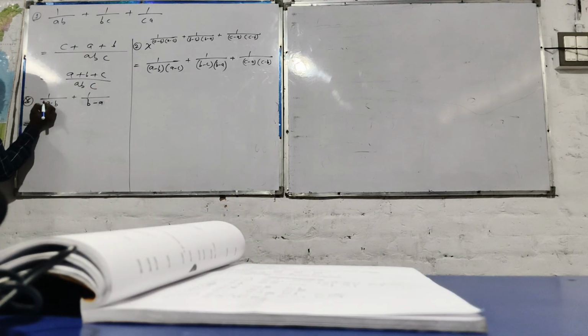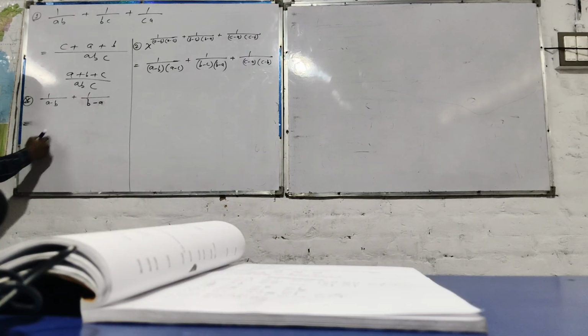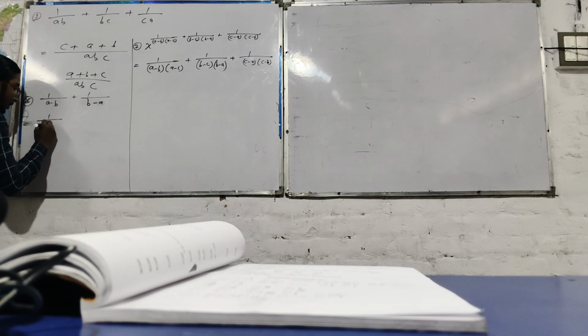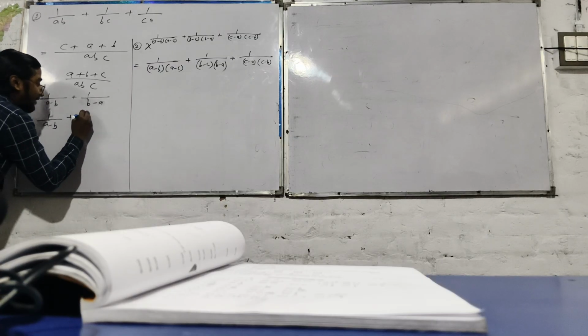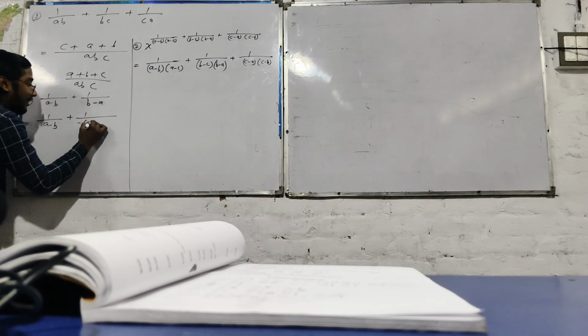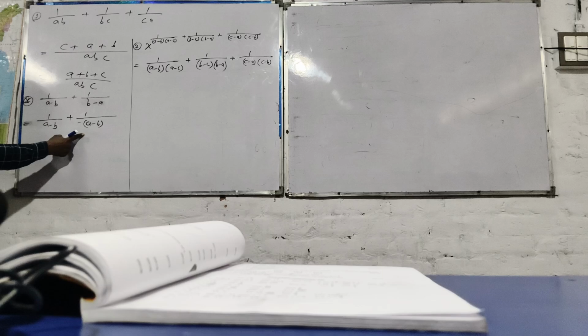A minus B and B minus A. Sir, do one thing. 1 by A minus B. Sir, if I take the common minus, what will happen? I can see this.